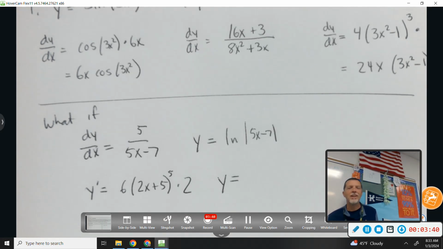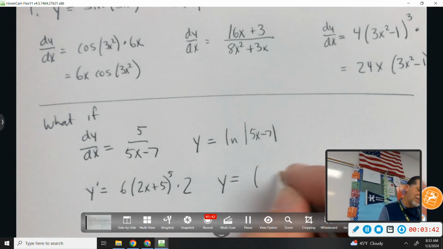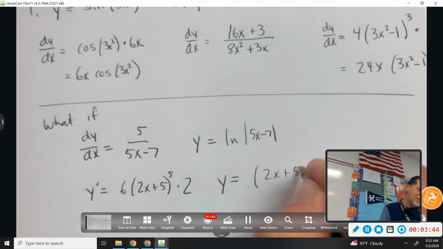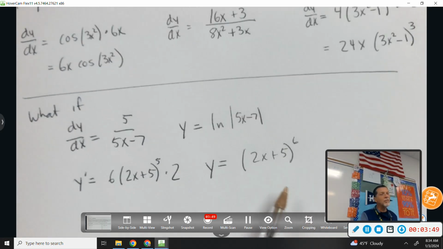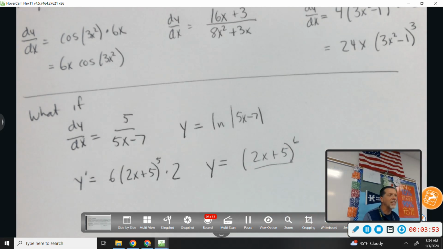Aaron, what do you think it is? 2x plus 5 to the power 6 times 2x. Not times 2x, because that 2 would come from the chain rule of the inside. Yeah. Okay. So that 2 is a result of the chain rule. So yeah, the 6 and the 5 is where that comes from, but that 2 is the result of the chain rule.